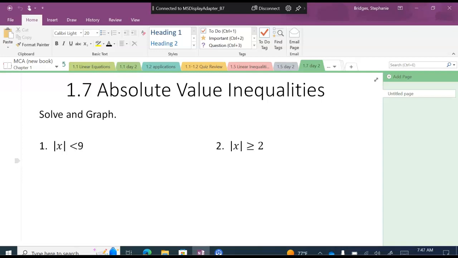Once the absolute value is isolated by itself on the left side of the inequality, we're going to decide, do I use and or do I use or? In this case, it is the absolute value of x is less than 9, so what would we use? And this is what we're going to do.